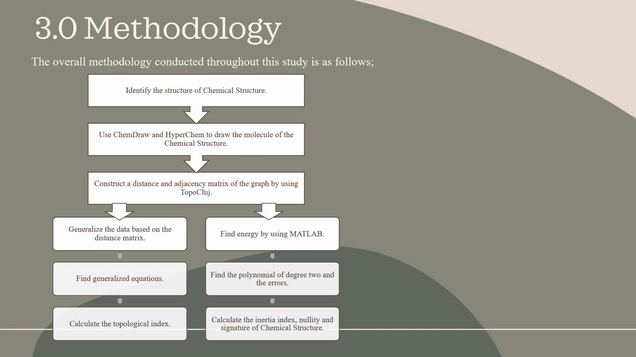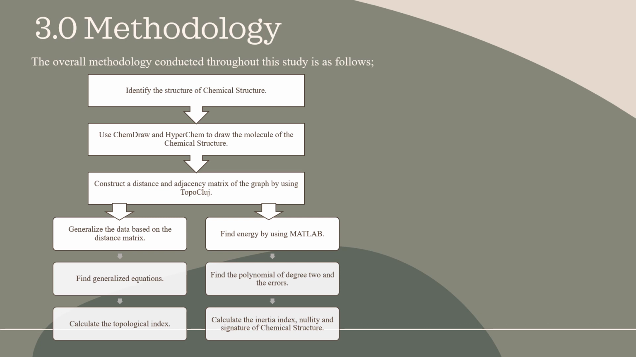For the methodology, the overall methodology conducted throughout this study is as follows. First, we identify the structure of the chemical structure. Second, we use ChemDraw to draw the molecule of the chemical structure and then transfer it into HyperChem. For the third step, we construct a distance and adjacency matrix of the graph by using TopoClash. After this step, we separate our method into two methods to answer our objectives.